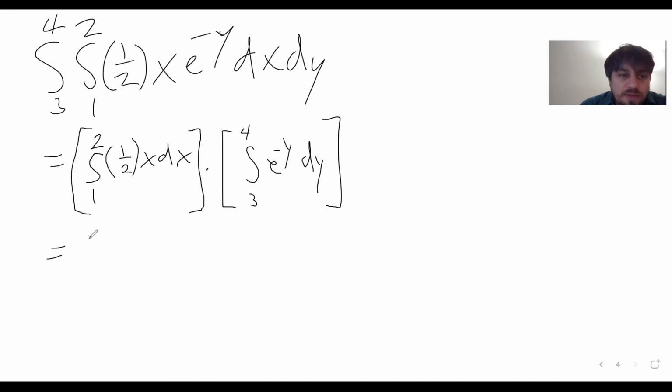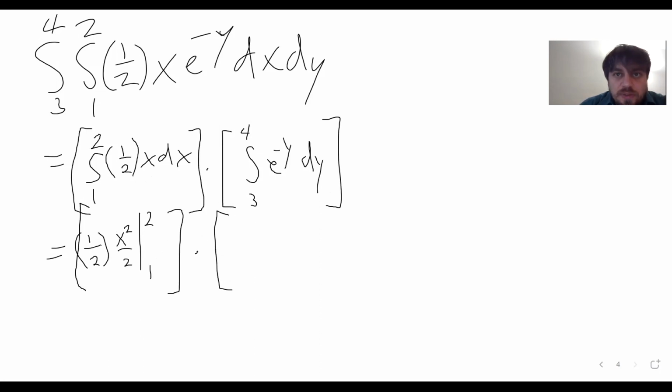Okay, so this 1/2 just moves out of the integral. And so now this is 1/2 times x squared over 2, evaluated from 1 to 2. This is the first definite integral, times the value of the second definite integral. And I'm going to make nicer brackets for you.